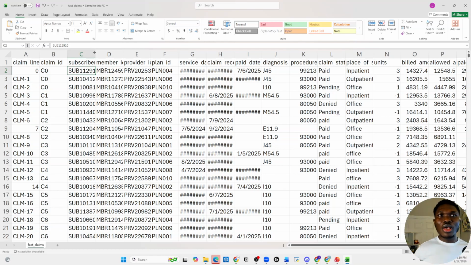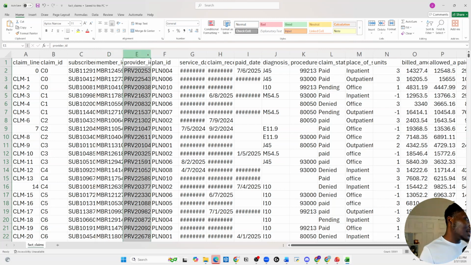But if we care about how much individual members spent, we're going to look at the member level. So what do you mean by subscriber and member? The subscriber is the person whose name the insurance is in, and the member can be the subscriber or a dependent. So I'm going to have my subscriber ID separate from the member ID. But most times in insurance, we analyze based off of the member ID.